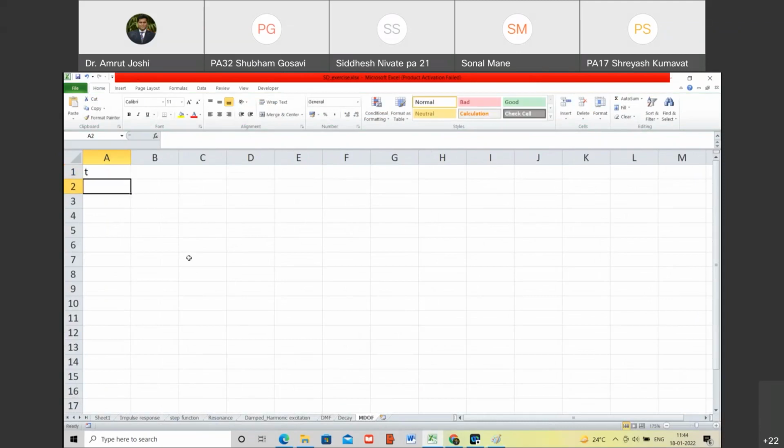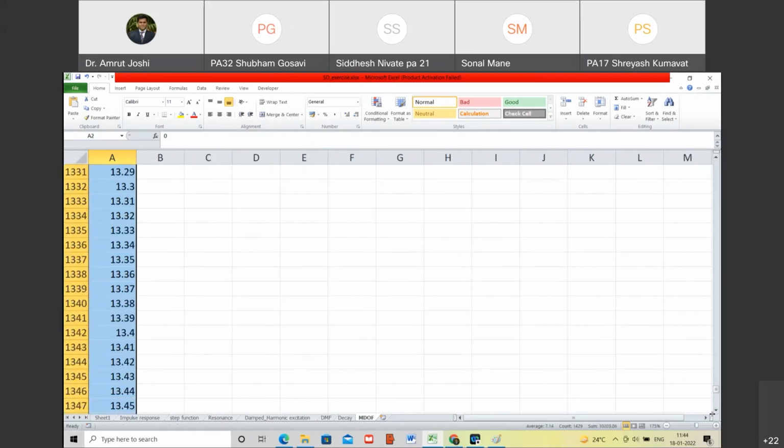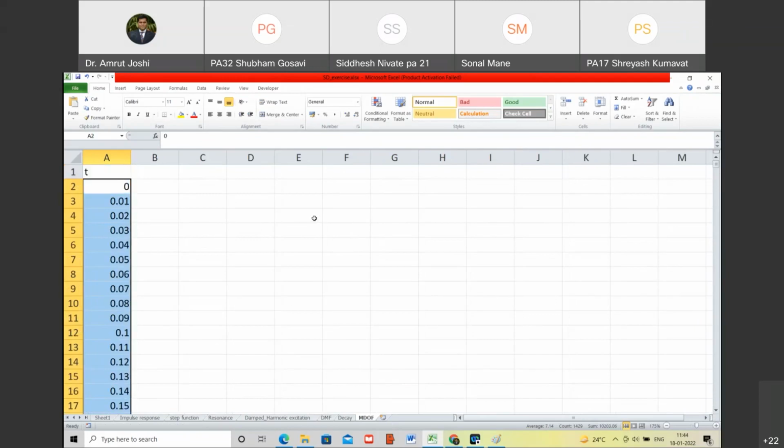So I will write the values of t as 0, then 0.01. And up to where will we plot? We will plot it up to, let us say, 12 seconds. Are you with me? Yes, sir. Okay, so we will plot up to here. What are we going to plot here? First z1 of t. We are going to plot z1 of t first. Then we are going to plot z2 of t. Happy? Okay, so let us write z1 of t.